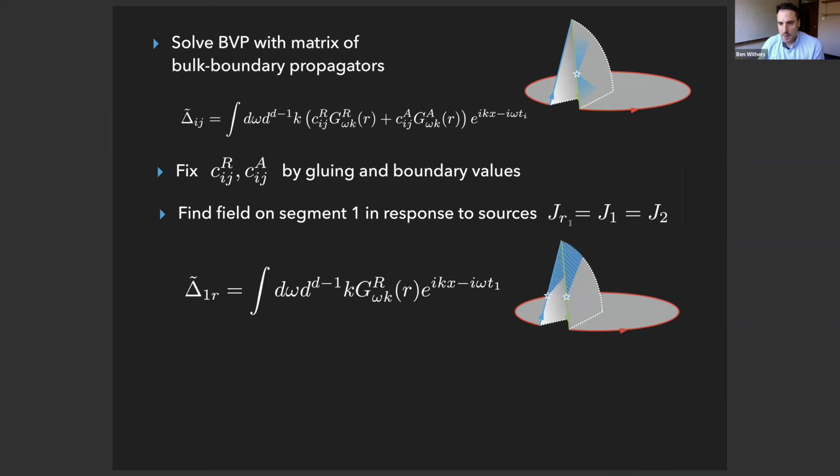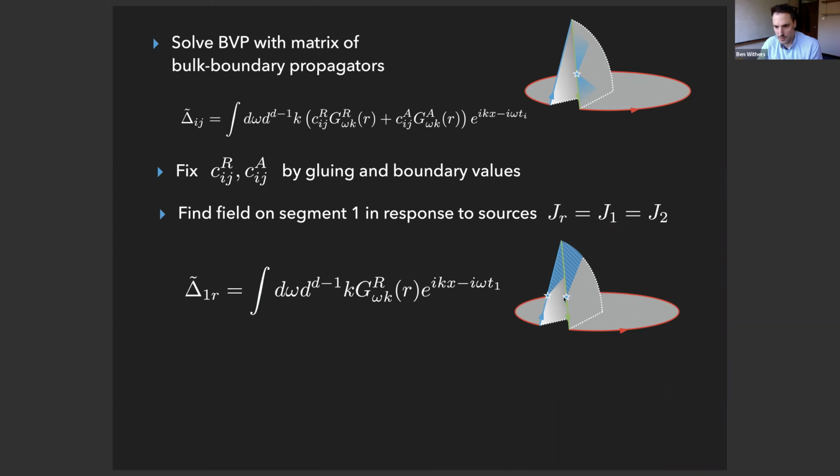So now, if we think about the field that lives on this geometry in response to sources which are set equal to each other, if we set J1 equals J2, this will correspond to this source function JR in that rotated basis, as I mentioned. Then, in fact, after computing all of these coefficients, you find that there's some cancellations, and what you get left with is just purely a retarded response on, for example, segment 1.